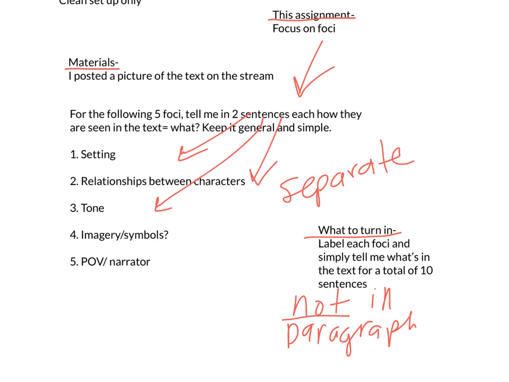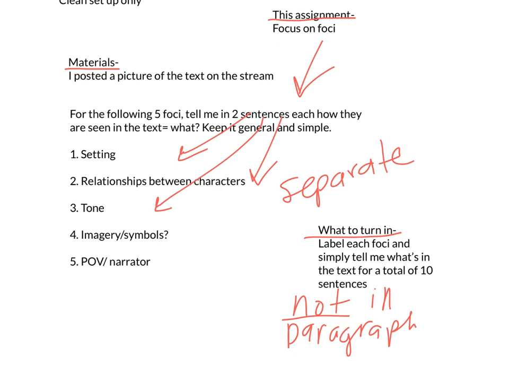Okay, next one, relationship between characters. All right, so same thing. What do we got going on here? Keep it general, keep it simple. Don't overthink this. All right, tone. What's kind of the tone? So what do I think about when I think of tone? Well, look at the word choice. Look at the verbs that they use. Look at the adjectives that they use. So that helps set the tone.